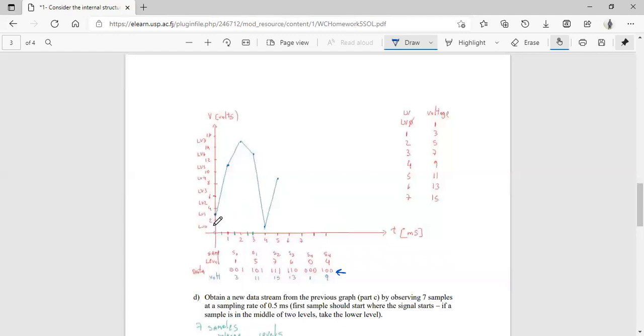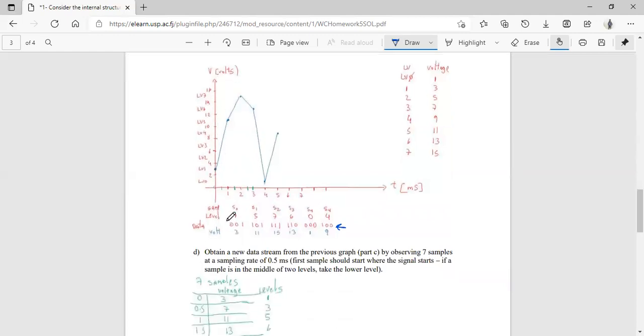And each level is made up of 2 volts, right? So this particular axis will represent that. Based on that, the decimal value of 001 is 1, so it will fall into level 1. So t is equal to 0. You have to start at t is equal to 0 milliseconds. So the first point falls under level 1.